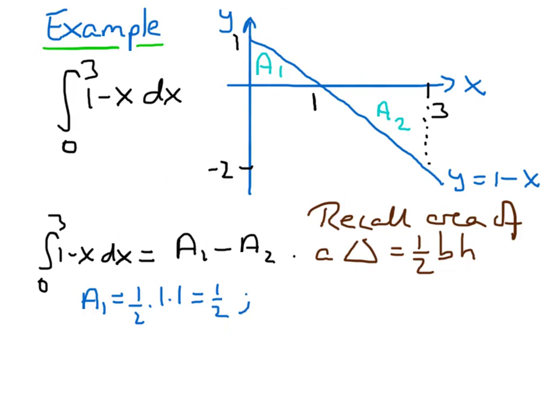Similarly, A2, the area of the other triangle, is going to be a half times the base times the height. The base of this triangle is from x is 1 to x is 3, so the base is 2 units, and the height of this triangle goes down here from y is 0 to y is minus 2, so the height has got value 2 units, so this is 2 times 2. So we have 2 times 2 times a half, so the answer is A2 is going to be 2.